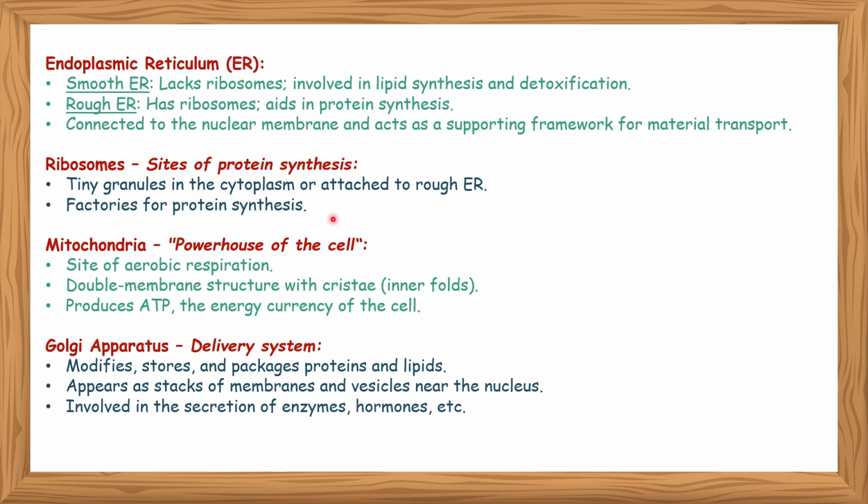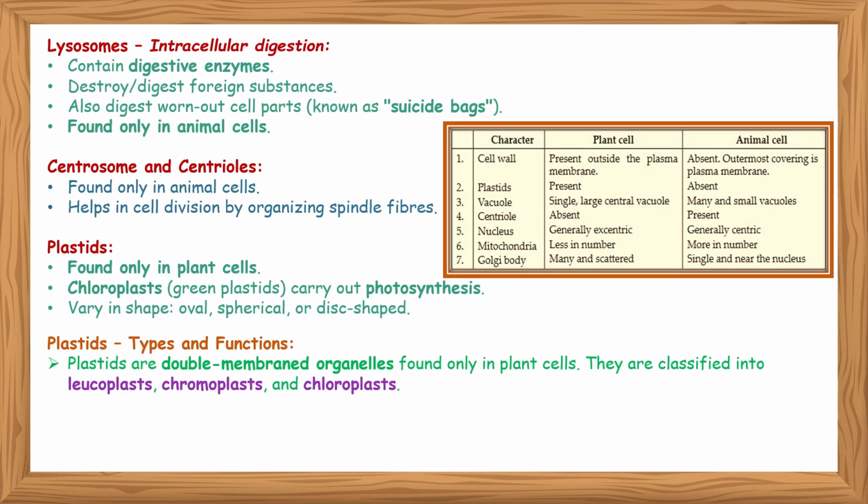Golgi apparatus, it is the delivery system. It modifies, stores, and packages proteins and lipids. It appears as stacks of membrane and vesicles near the nucleus, and is involved in the secretion of enzymes, hormones, etc.